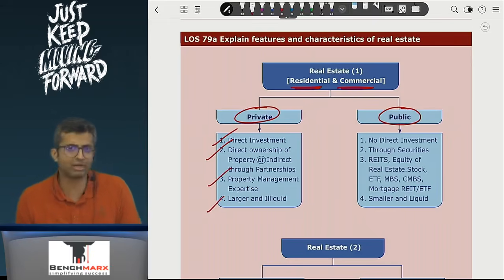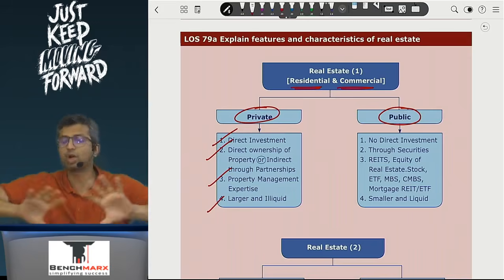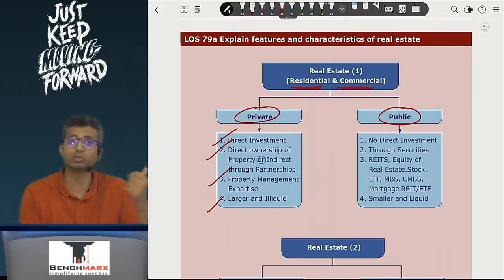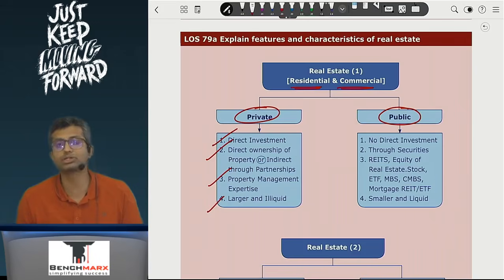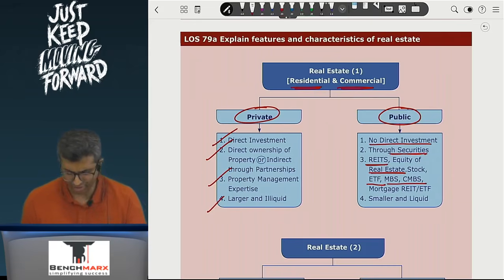However, when you look at public, you can invest in something called REITs, real estate investment trusts. Like a mutual fund for a stock, a REIT would be collecting money from a lot of investors and deploying that money directly, generally in real estate, and earning rental income. Over here, these units of the REIT will be listed and you can buy and sell these units from the exchange. So with REITs or stocks of public companies, there are no direct investments. You will invest through securities, maybe REITs, maybe equity of real estate stock, exchange traded funds, mortgage backed securities. You'll do that in fixed income, REITs, etc. The investment over here is smaller and a lot more liquid.